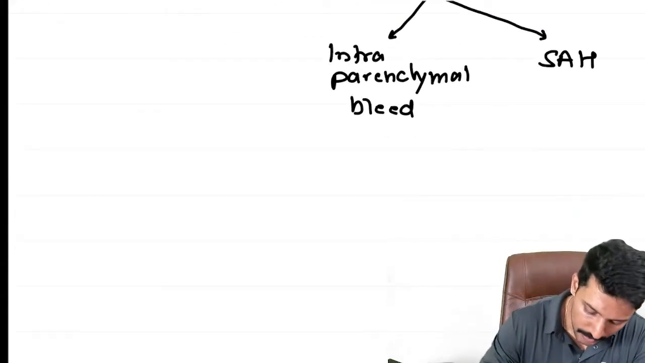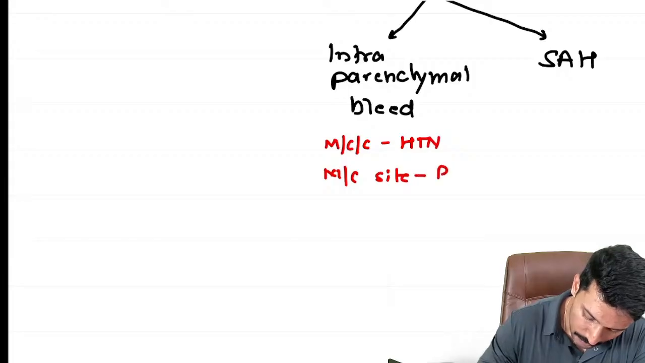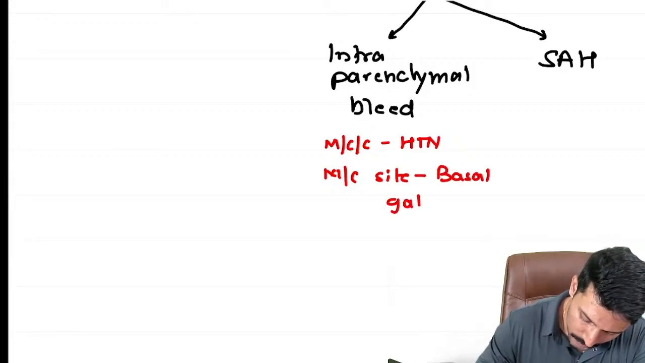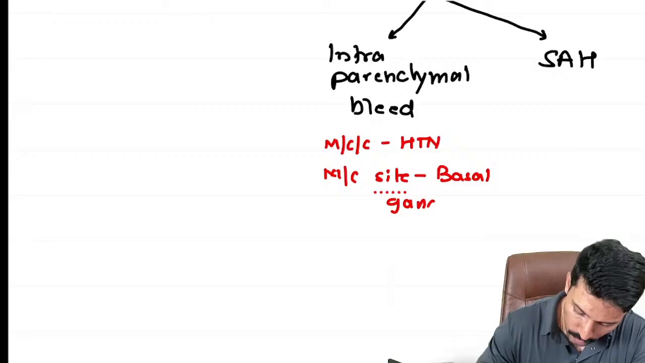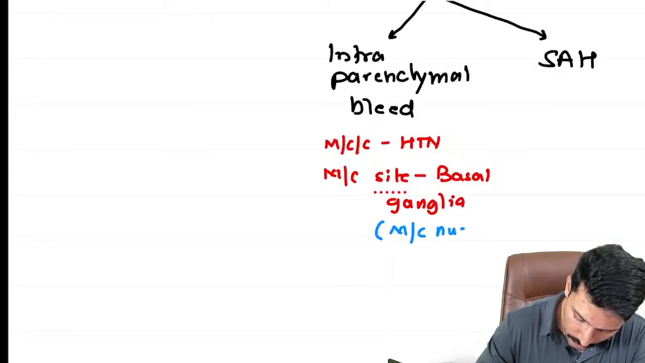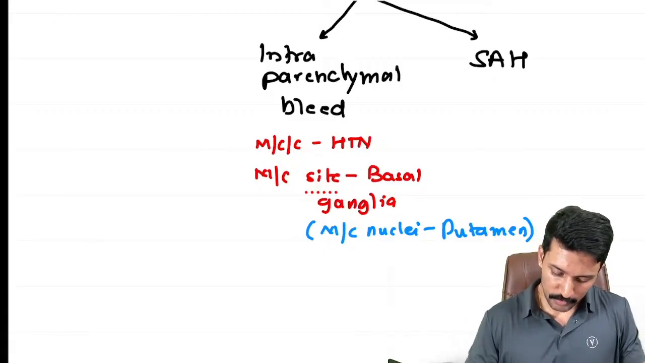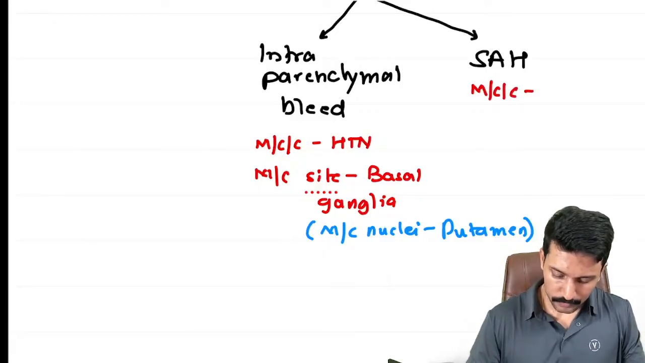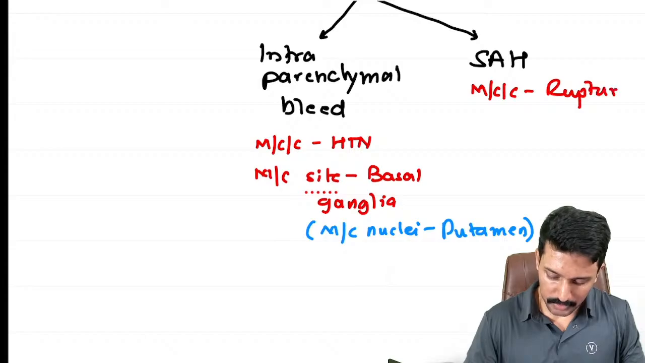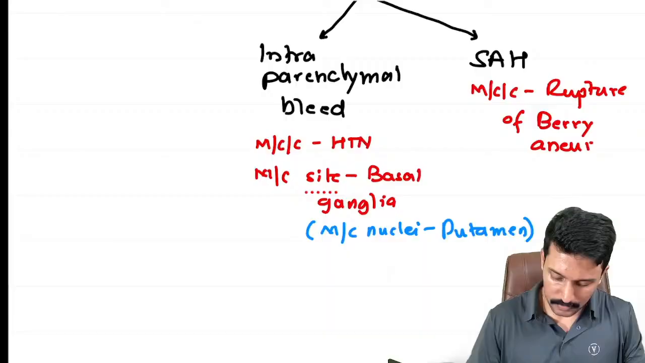For the intraparenchymal bleed, the most common cause is hypertension, and the most common site for hypertensive bleed is basal ganglia. And to be more precise, in that basal ganglia so many nuclei are there. The most common nucleus where bleeding happens is putamen. And the most common cause for subarachnoid bleed is going to be rupture of berry aneurysms. Trauma can also cause, but the most common cause is rupture of berry aneurysms.